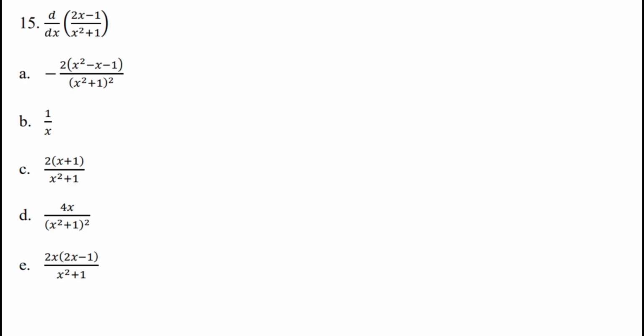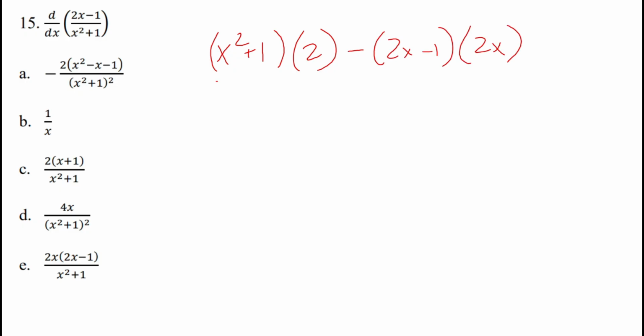For number 15, we're just looking for the derivative of 2x minus 1 over x squared plus 1. So we'll use the quotient rule. So that'll be our denominator times the derivative of our numerator, which the derivative of 2x minus 1 is just 2, minus the numerator times the derivative of our denominator, which is just 2x, all over that denominator squared.